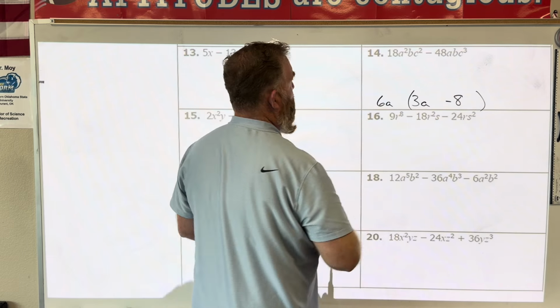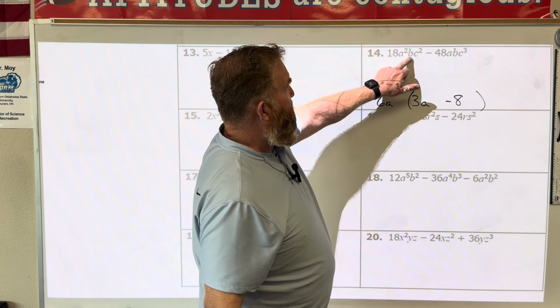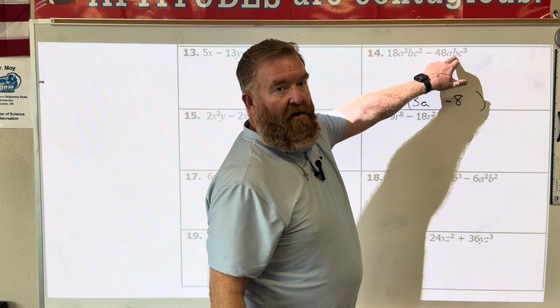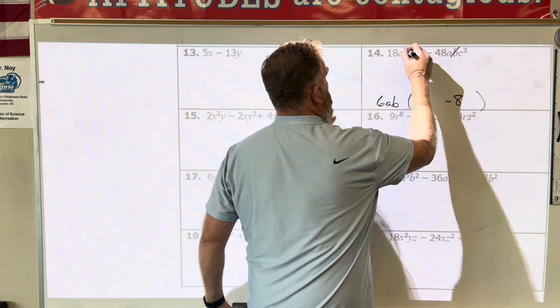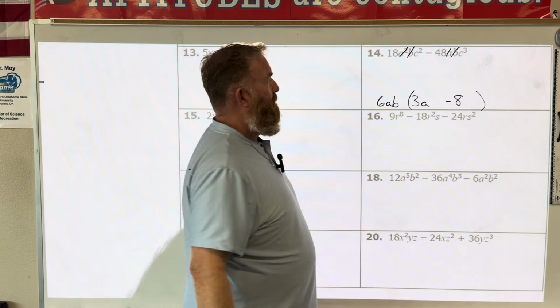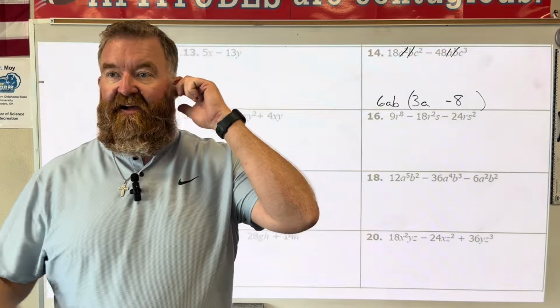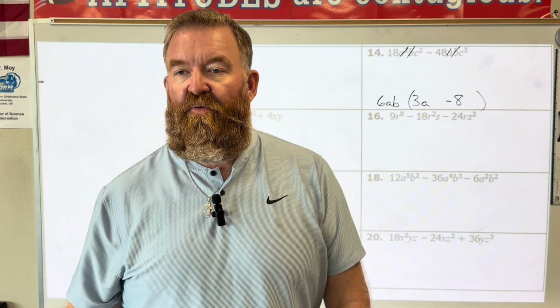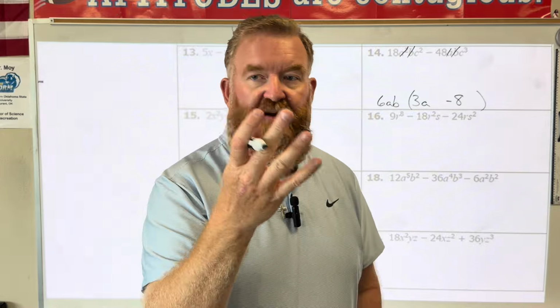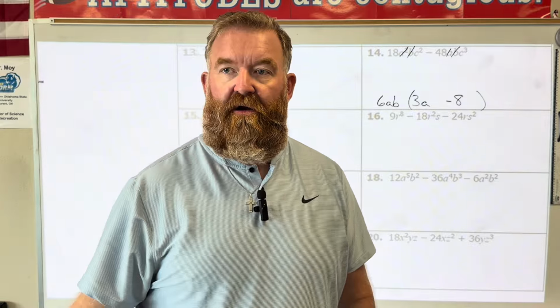Now what's my next letter? B. How many B's are here? How many are here? Pull 1 out. Done. B is done. A's are done. Now, let's look at the C's. I have C to the 2nd power. I have C to the 3rd power. Which one's the smallest one? C2. So I'm going to bring out C to the 2nd power.